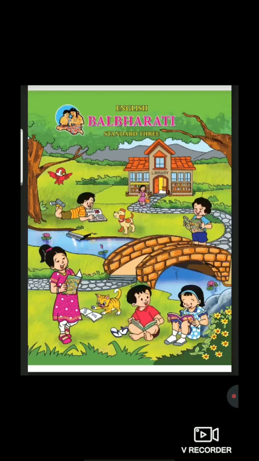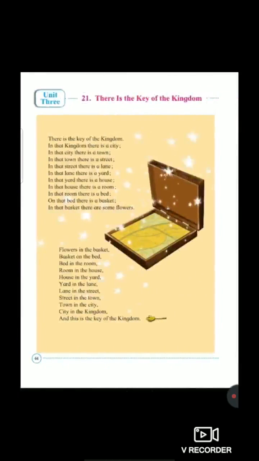So students, everyone just open your English Bal Bharati textbook. Page number 44, Unit 3, poem number 21, The Key of the Kingdom. Students, again I am reading the whole poem for you. So everyone just pay attention, okay?